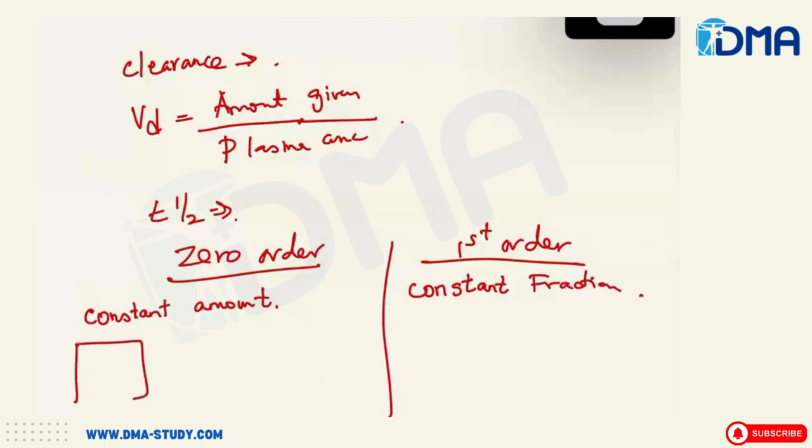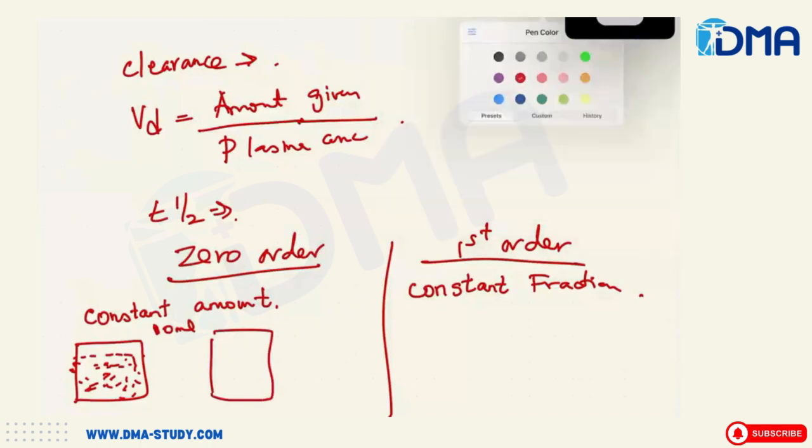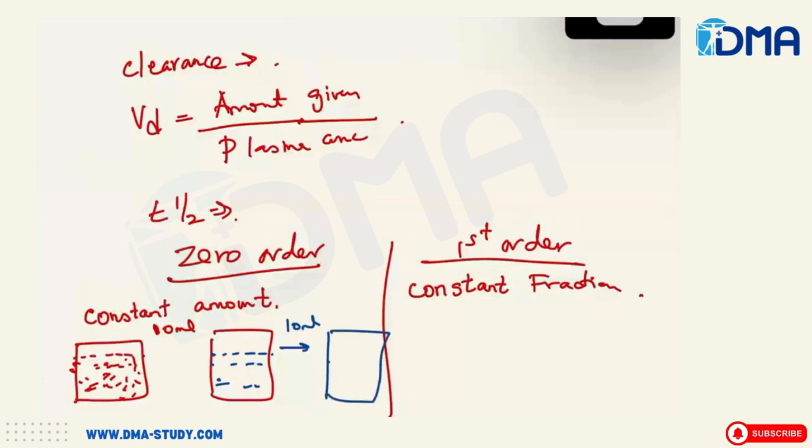Say, for example, if there is a box that is filled with a particular agent, and a constant amount, say 10 ml, is removed from this box. So what will happen? 10 ml will be removed. And the next time it's metabolized, another 10 ml will be removed. So it will go like this. Right? But in the case of first-order kinetics, what happens?